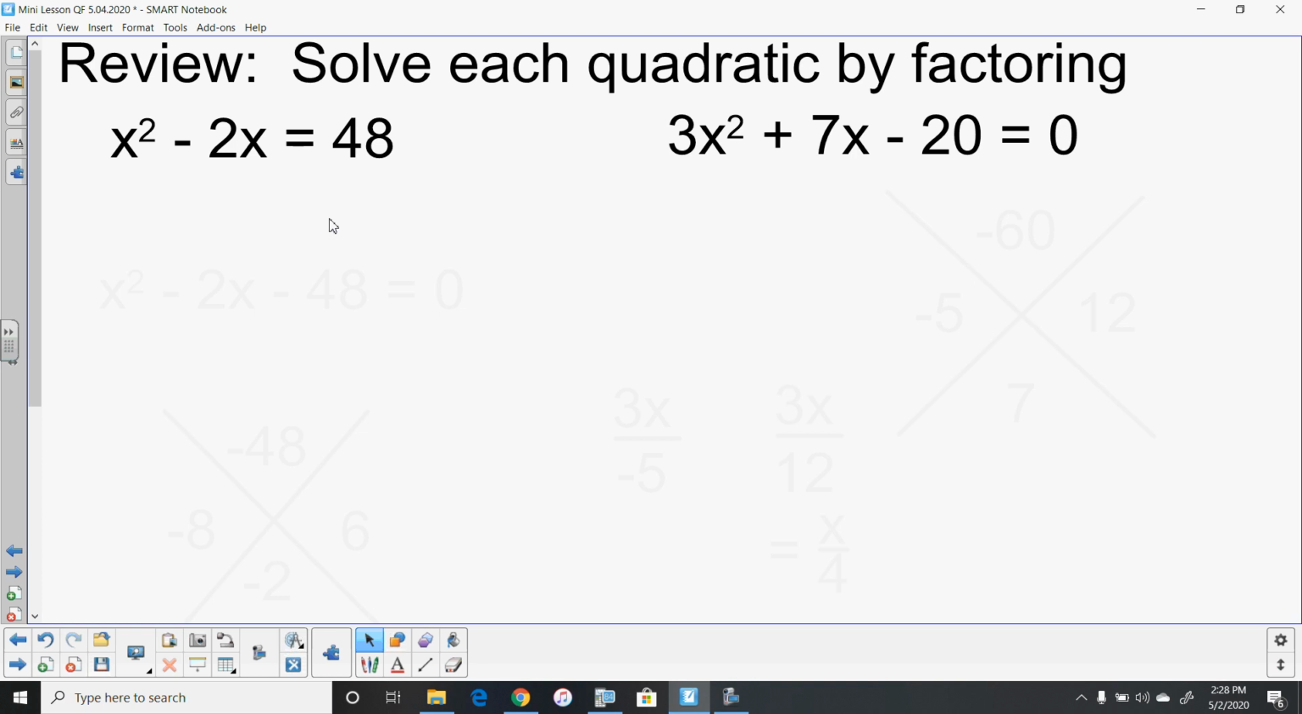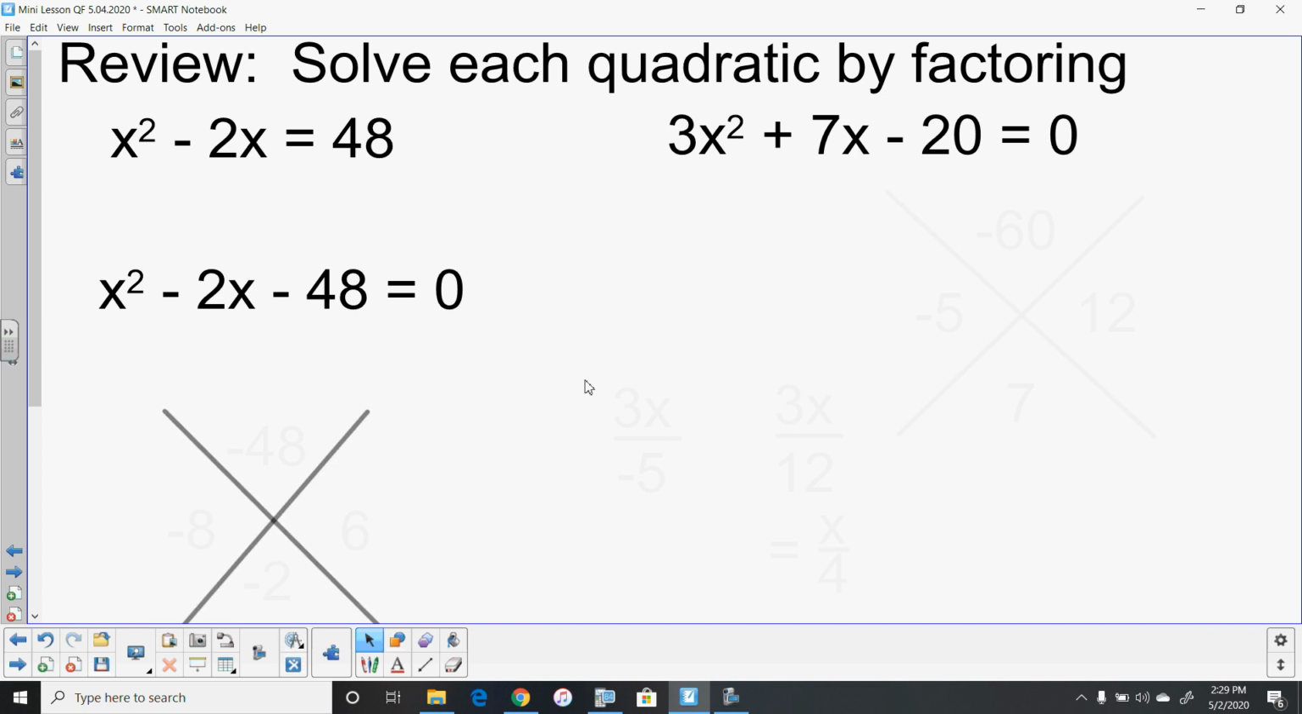Okay, so in this first one on the left, I see that I've got it equal to 48, and in order for us to solve a quadratic, we typically want to make one side equal to 0. You don't always have to do that with some other methods, but for our purposes here with factoring, we certainly do. So I subtract 48 from both sides, and I've got a quadratic that I can factor.